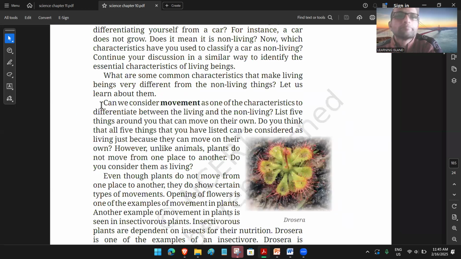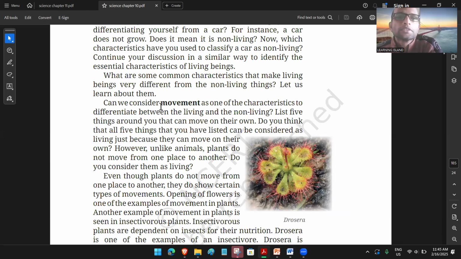See, where I think there is no need for discussion, I am leaving those lines. I am only going for understanding and also for the exam point of view.